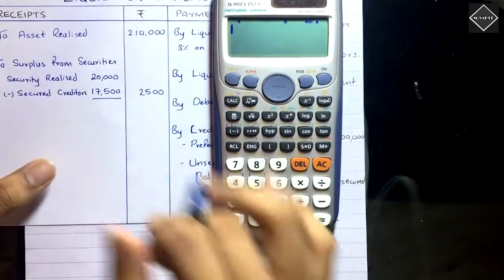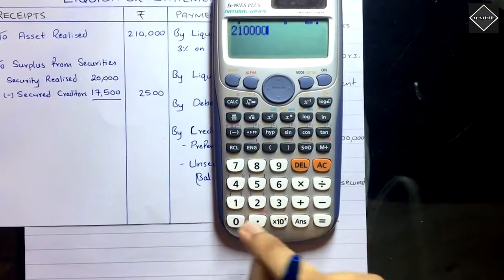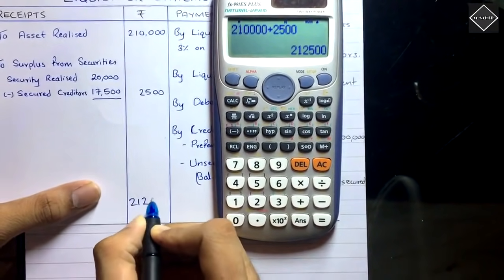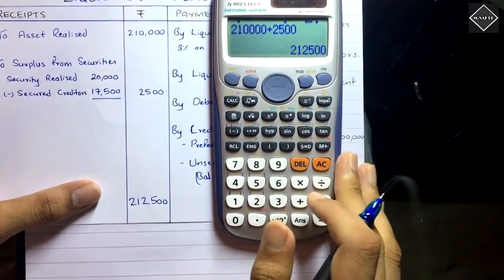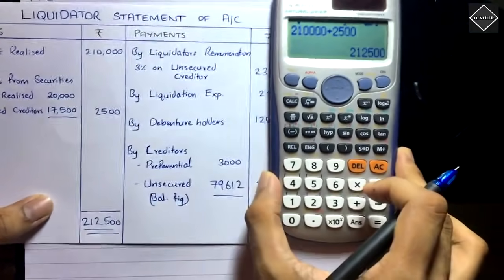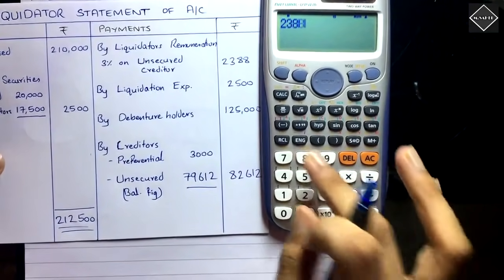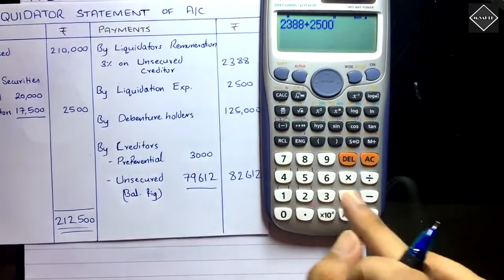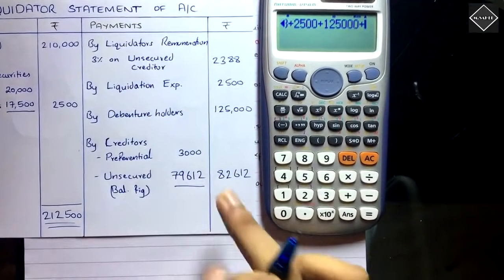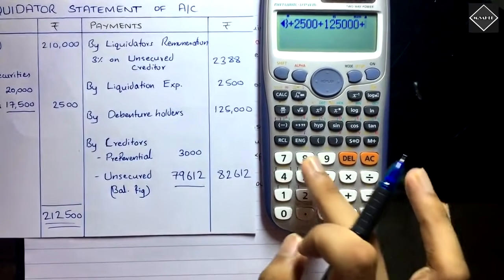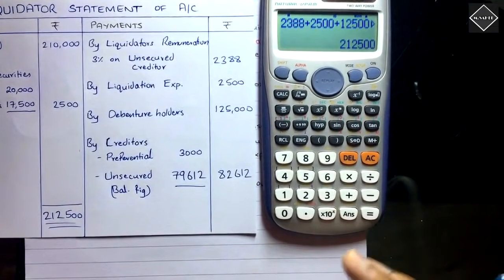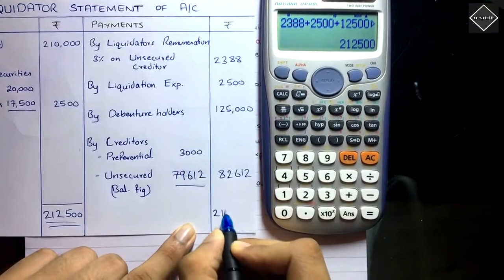First let's do the receipt side. 2,10,000 plus 2,500 is equal to 212,500, isn't it? 212,500. Then here, 2,388 plus 2,500 liquidation expense plus the debentures 1,25,000 plus the creditors, that is preferential plus unsecured, equal to 82,612. If you add those, it comes out to be 212,500. It will be tallied.